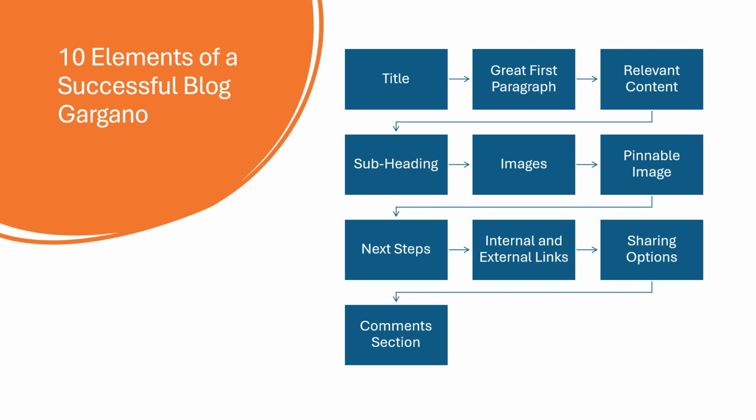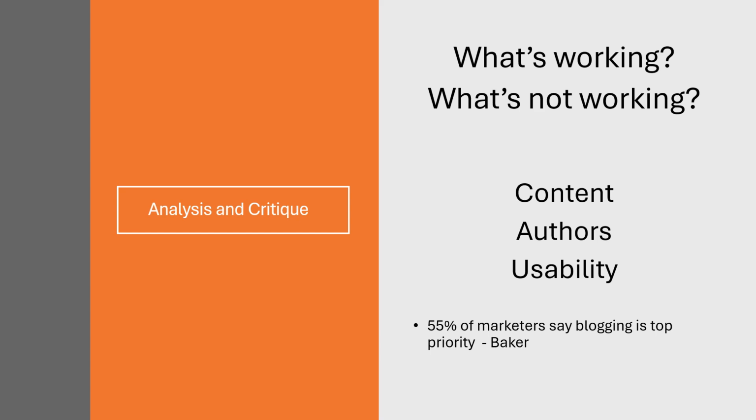Now, I'm not sure if I agree with having pinnable images. This is like if you're going to repost to Pinterest or something like that, but this is according to Gargano, so we'll go with it. Also, she says to have next steps, links to internal and external posts, sharing options, and a comment section. So that's 10 elements of a successful blog.